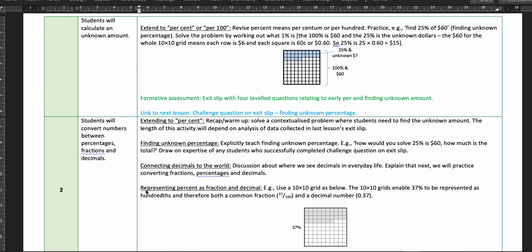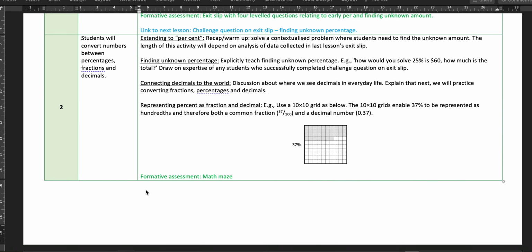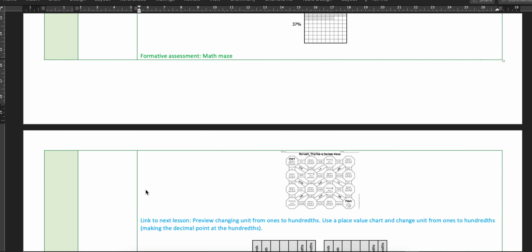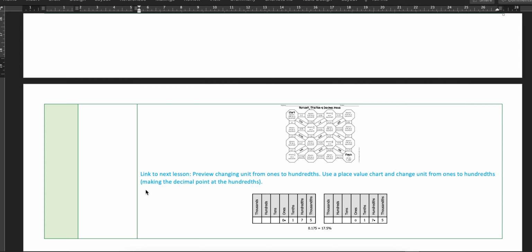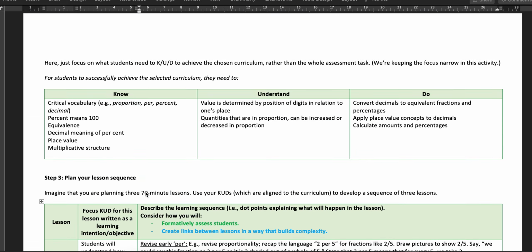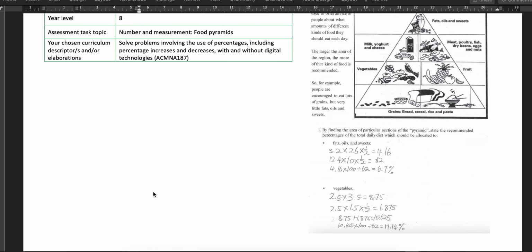calculating percentages. My formative assessment for this lesson is a math maze where students make their way through this maze using their skills in converting percentages, fractions and decimals. And I'm going to just spend 5 minutes at the end of that lesson doing a bit of a preview for the next lesson where we're going to change the unit from ones to hundreds. So all of these skills are needed for students to be able to complete the assessment task that they have at the end, and it's related to the curriculum that we're trying to meet.